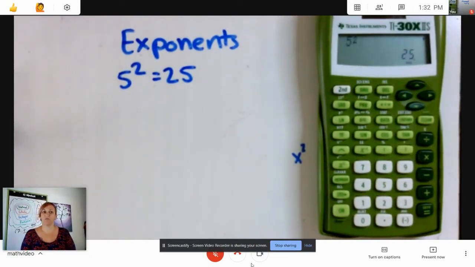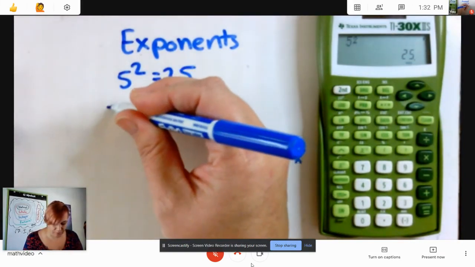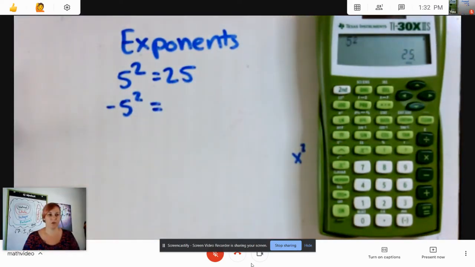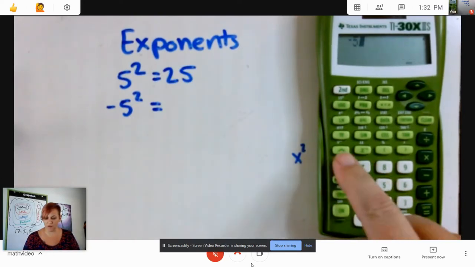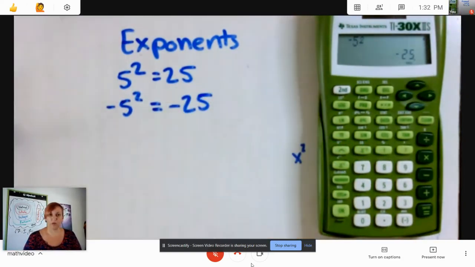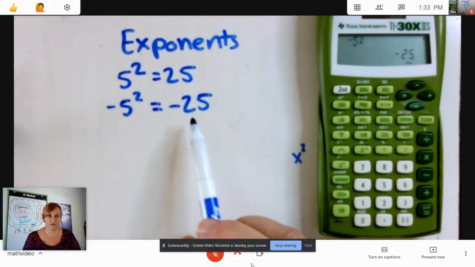Now, we're going to talk about negatives again because there are lots of different ways that we can write -5 squared, and they all mean different things. Let's start with, what if I wrote -5 squared like this? Let's type that in the calculator and see what we get. I'm going to use my negative symbol. Remember, not the minus sign. Negative 5 squared is negative 25. So we got a different answer.